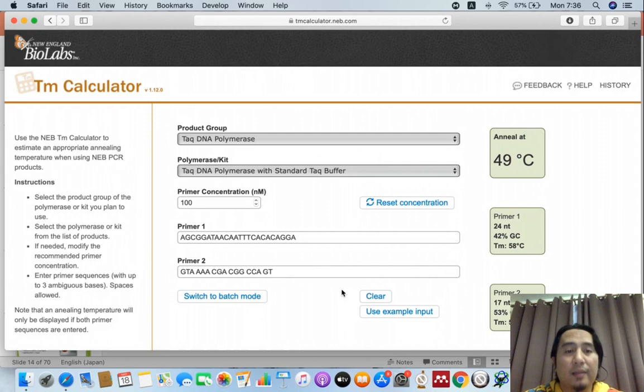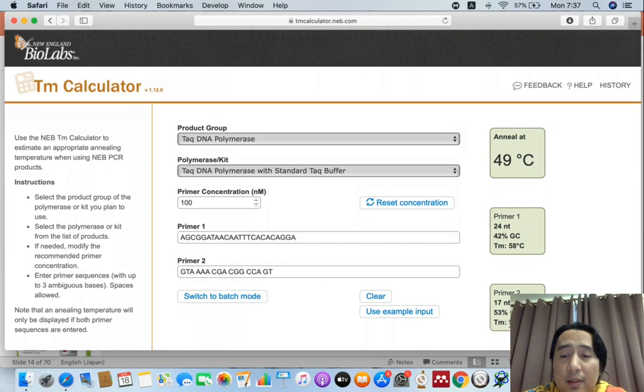Right. So this is the first primer, which is the forward primer, and this is the second primer, which is the reverse primer. As you can see, the GC content is not really high for the first primer, only 42%. And the Tm, the melting temperature, the temperature at which the primer will fall off from the target gene after annealing, is like 58 degrees. The reverse primer contains 53% GC, and it is a 24 nucleotide sequence, and the Tm is 54 degrees.